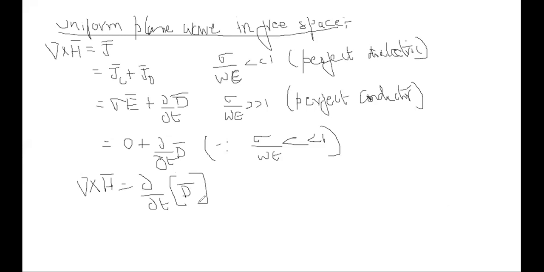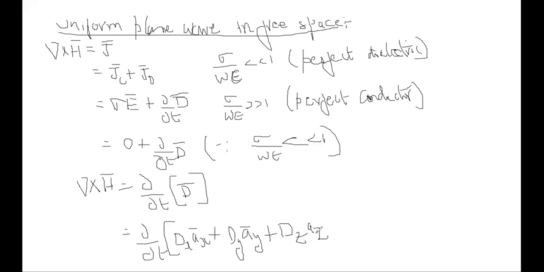Now I can assume that D bar in the Cartesian coordinate system has components in the x-axis, y-axis and z-axis. So dou by dou t of D bar is equal to the component along the x direction, D_x a_x bar, plus the component in the y direction, D_y a_y bar, plus the component in the z direction, D_z a_z bar.